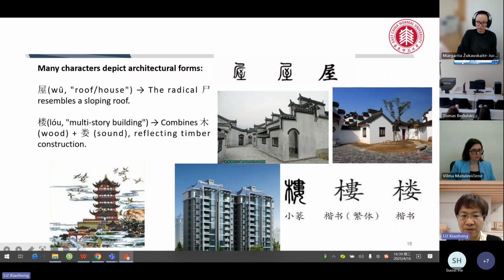And now we have this modern building. We also use the word 楼 to indicate a several or multiple story building, 大楼.